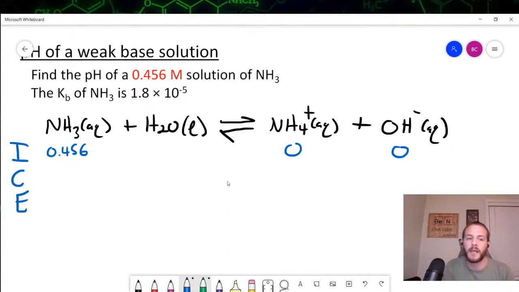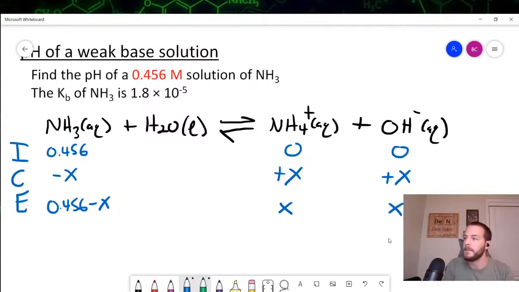Now the change, what's that going to be? Well, we know that the concentration of ammonia, NH3, is going to reduce. It's going to go down by a variable, which we'll call X. And then we also know that the concentrations of NH4 plus and of OH minus are going to increase by that same value, X, right? And so at equilibrium, what are we left with? Well, it's basically initial plus change. So at equilibrium, we have 0.456 minus X in the case of NH3. And then for NH4 plus and OH minus, we just have X for both of those, right?